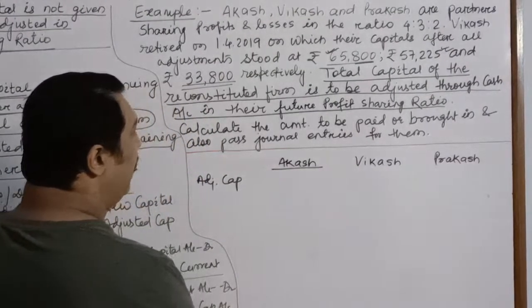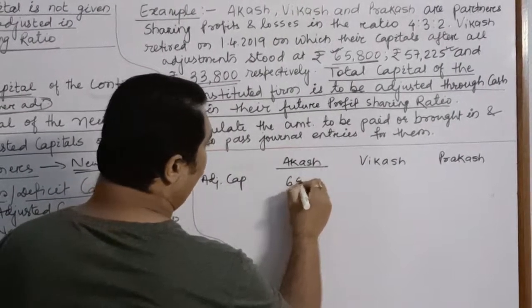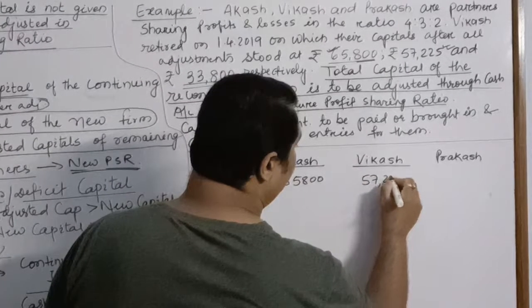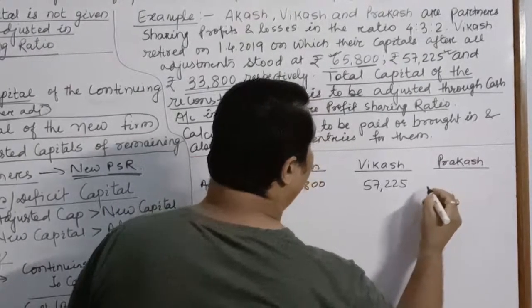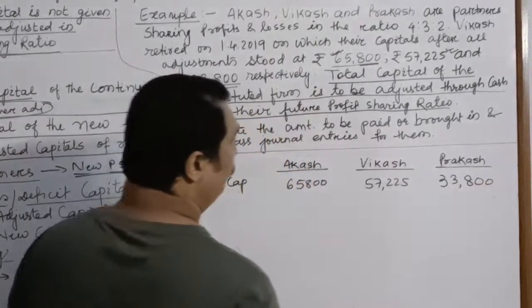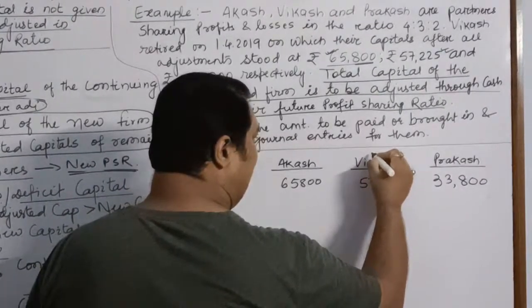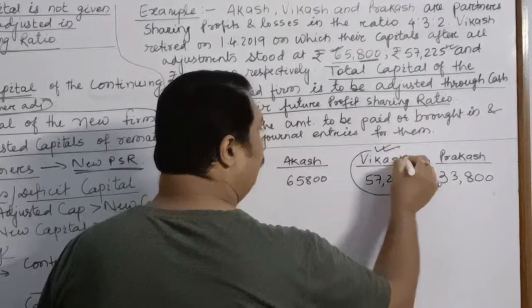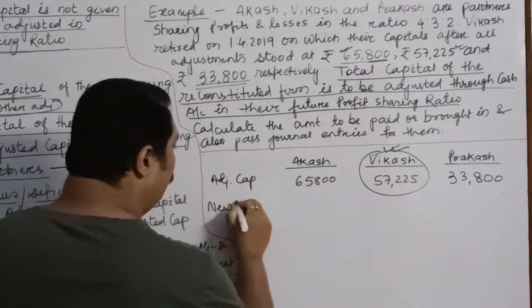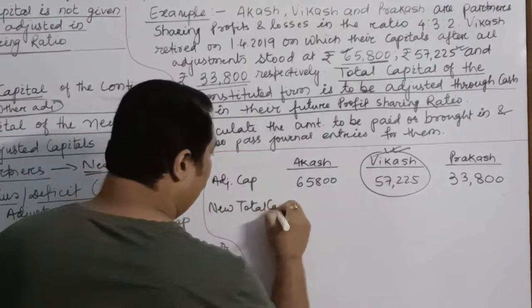The capital of Akash is rupees 65,800. Of Vikash, it is 57,225, and Prakash is rupees 33,800. Vikash is a retiring partner, so obviously he will have to be paid off. Now we have to calculate the new and total capital.